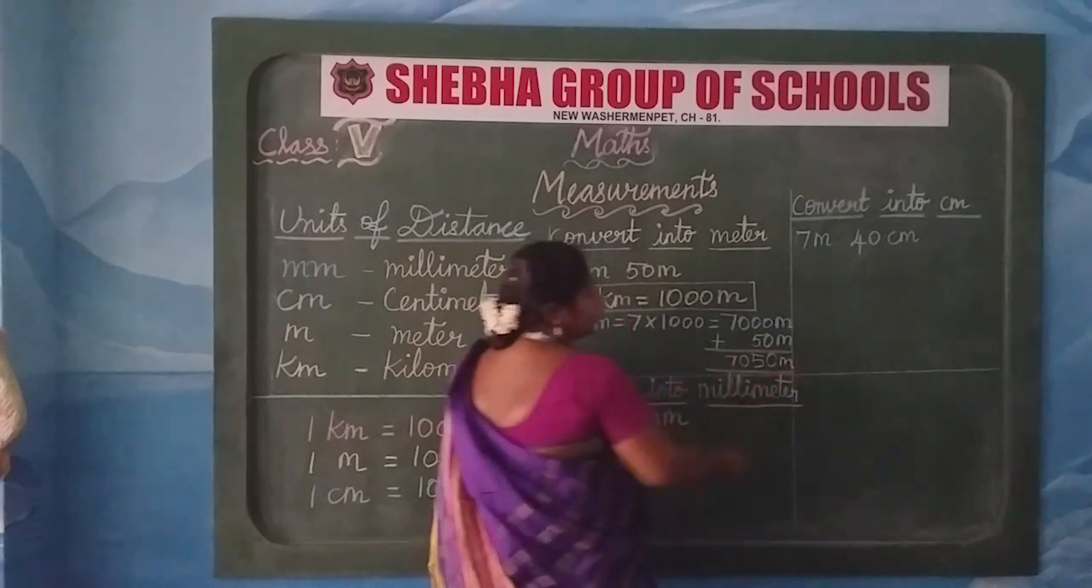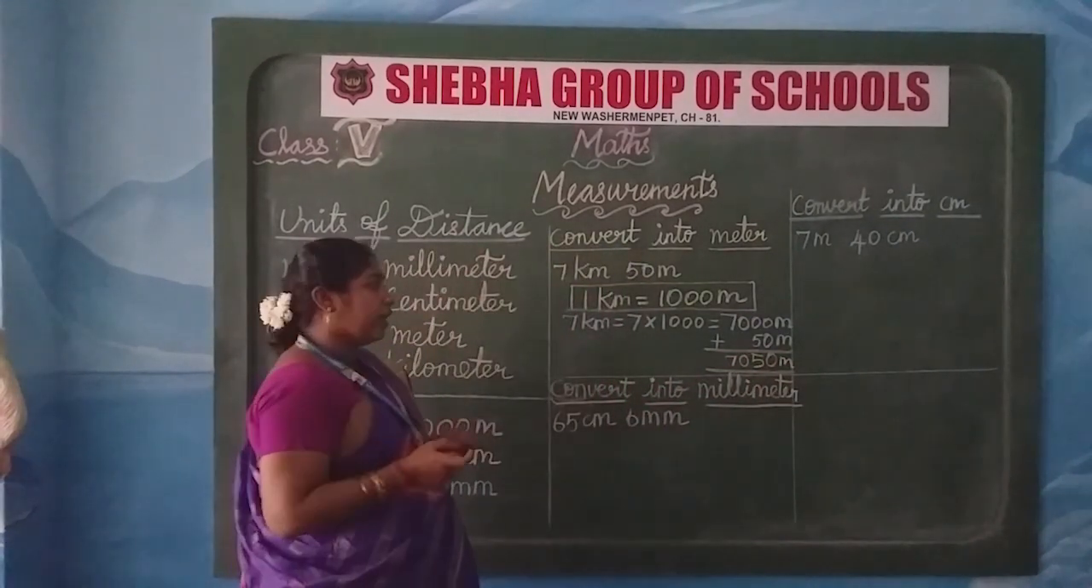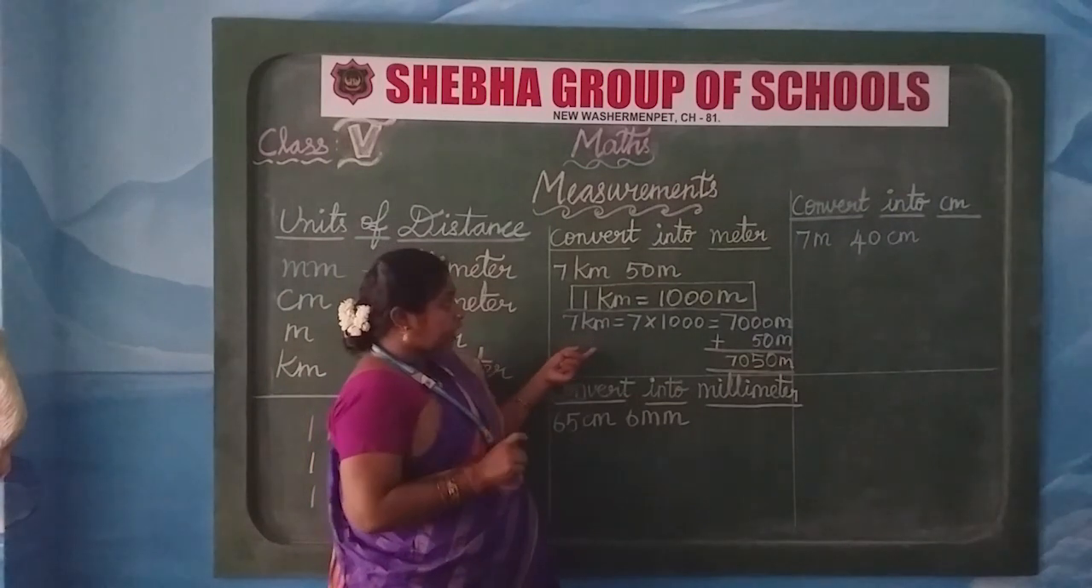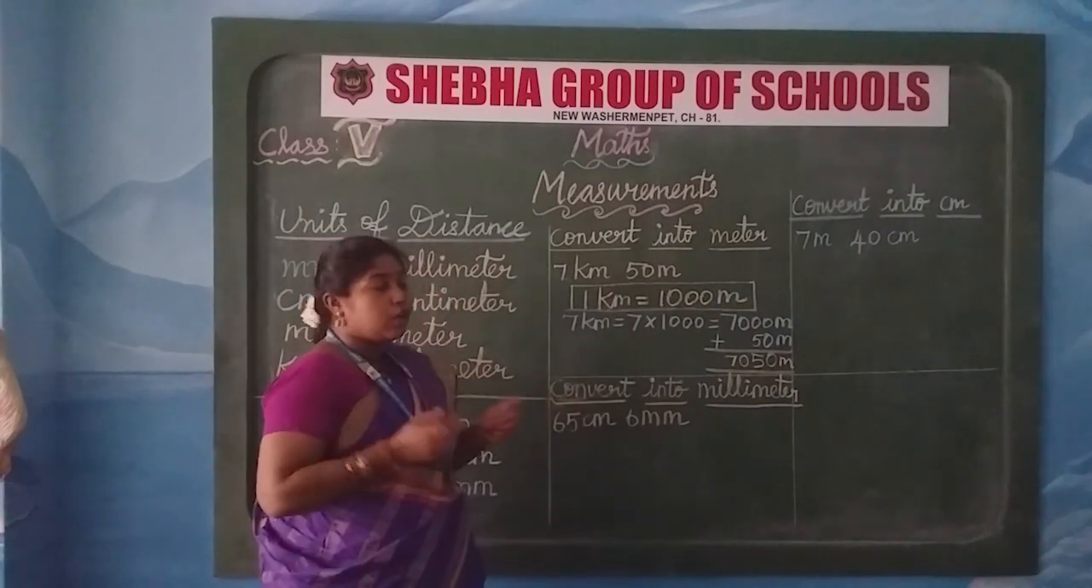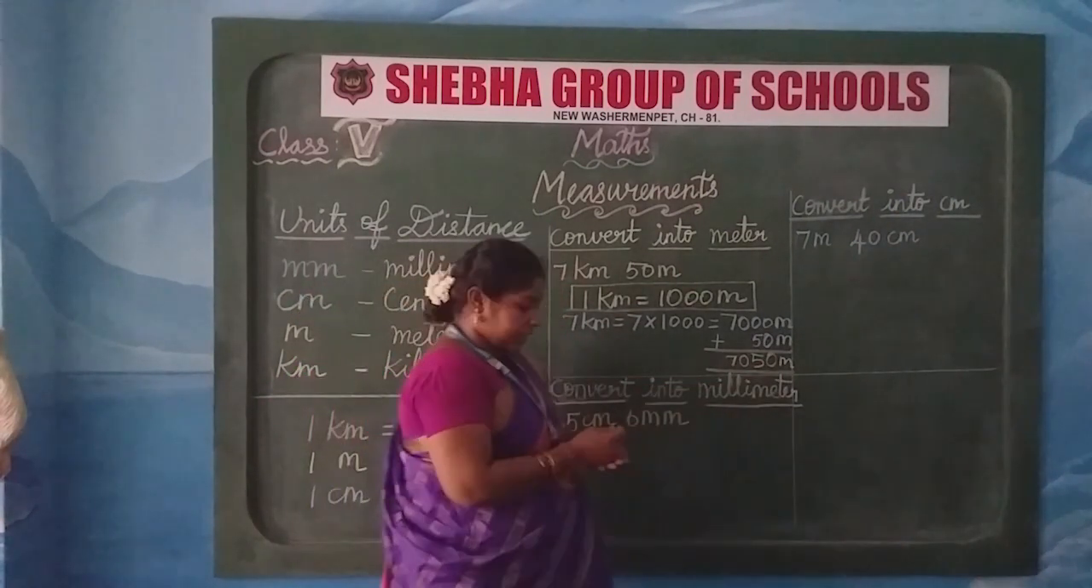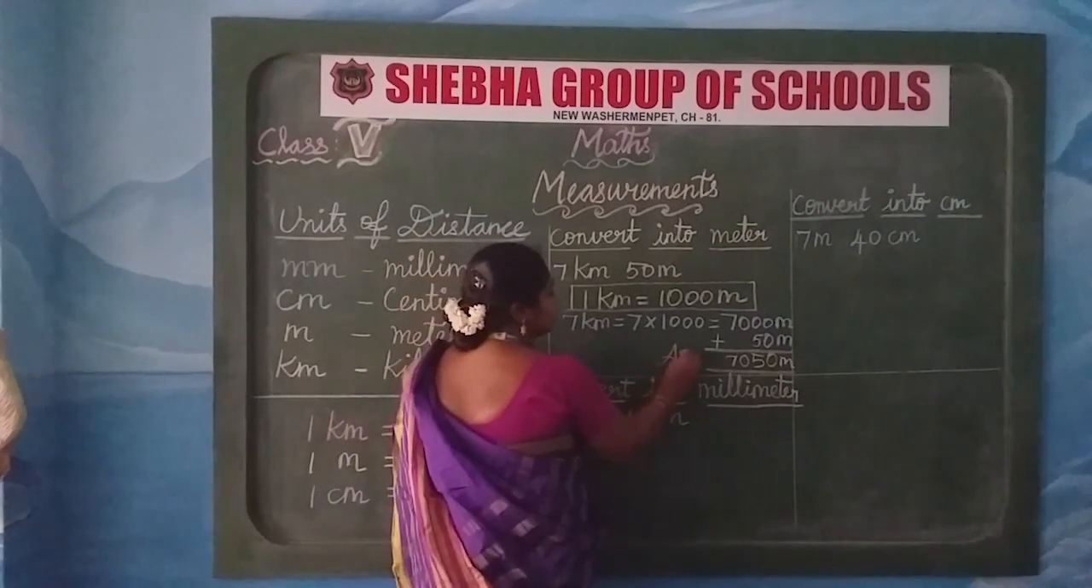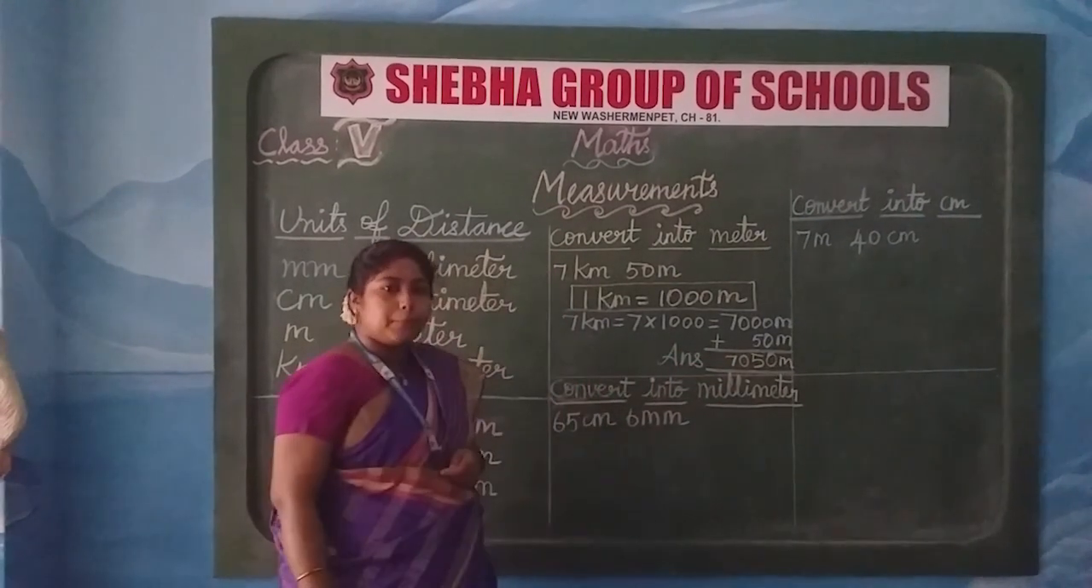And the unit is very important while converting the kilometer into meter, children. Don't forget to write meters. Clear? So the answer is 7050 meter.